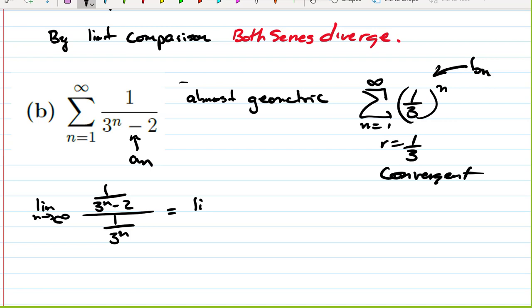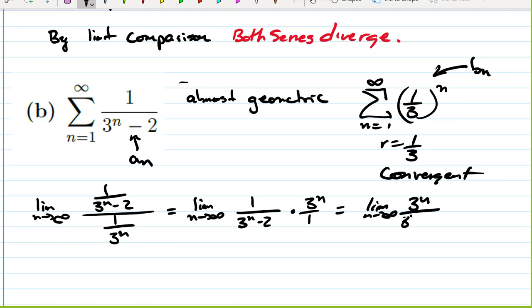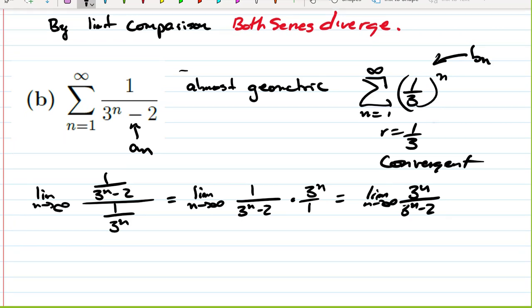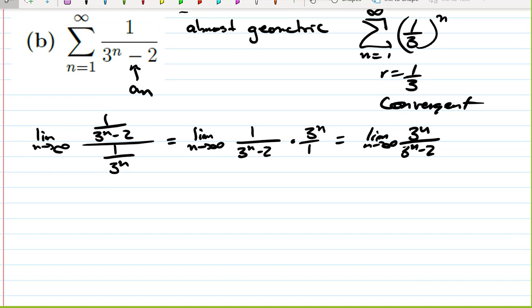So once again, we multiply by the reciprocal of the denominator, and we get 1 over 3^n minus 2 times 3^n over 1, which is the limit as n goes to infinity of 3^n over 3^n minus 2. And once again, it's type infinity over infinity, but we don't want to use L'Hopital's rule this time because the derivative of an exponential is just another exponential. And if we keep doing that, we'll never make any headway.